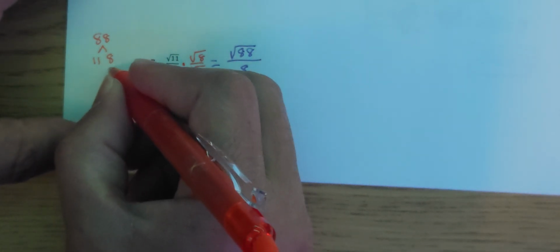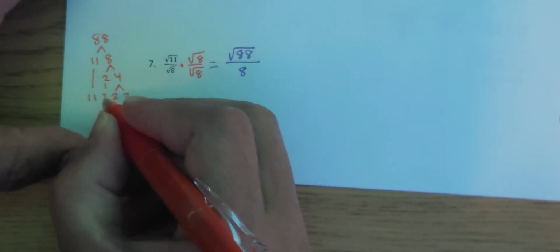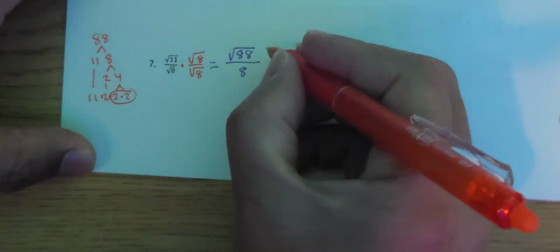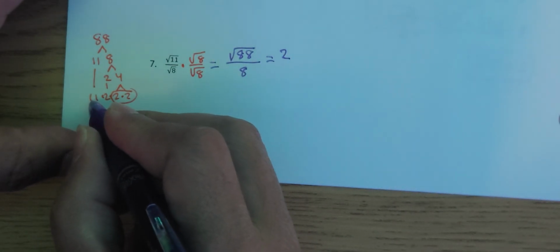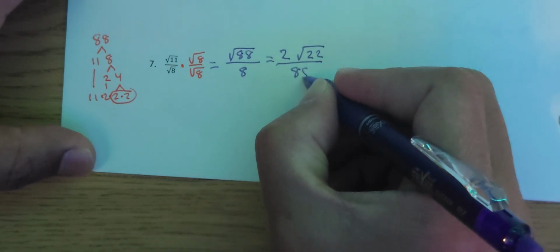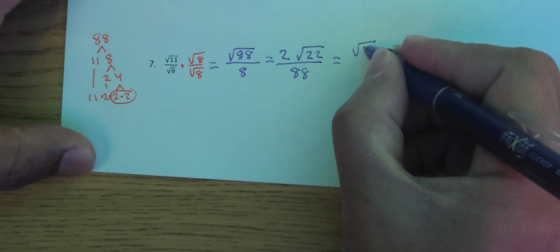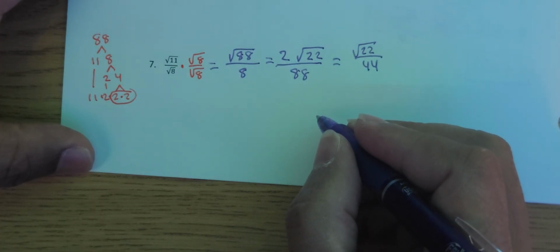So this is 11 times 8, which we just did here. 11 is prime, but 8 is not. So this is 2 times 4, and 4 is 2 times 2. So then the prime factors of 88 are 11 times 2 times 2 times 2. We can take out a 2, right? So then this simplifies to 2 comes out, and then multiply 11 times 2 together, which gives us 22 over 88. 2 goes into 88 44 times, so then this becomes square root of 22 over 44. And let's see what else we can do here.